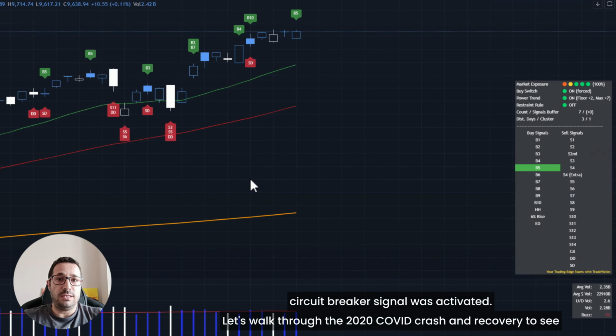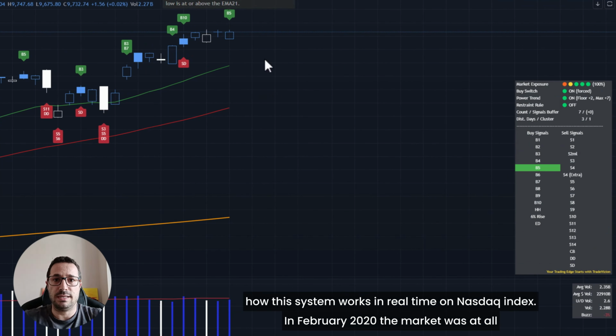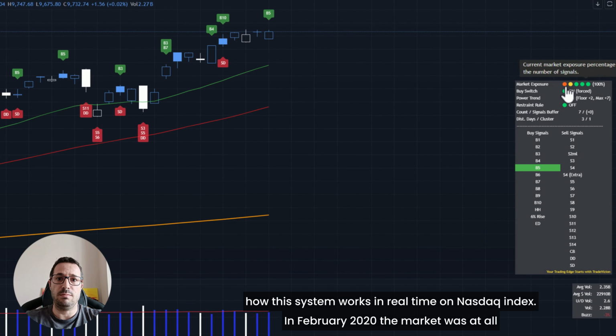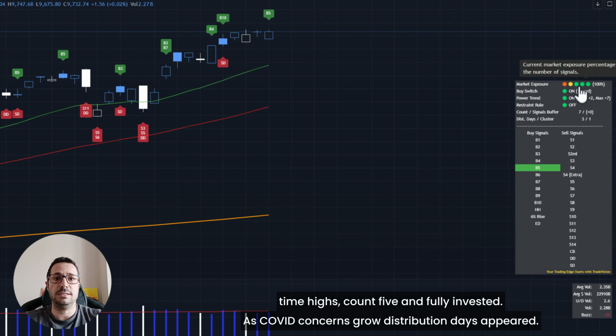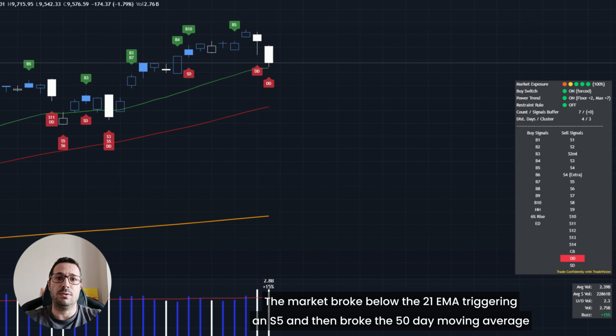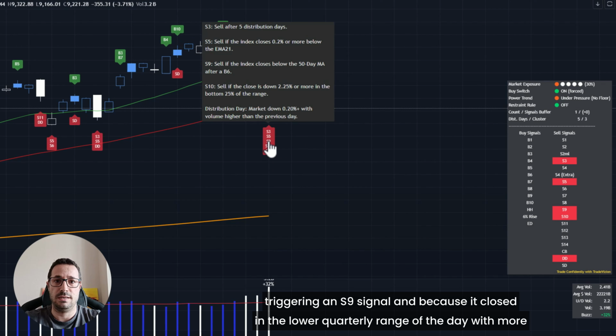Let's walk through the 2020 COVID crash and recovery to see how this system works in real time on the Nasdaq index. In February 2020, the market was at all-time highs, count 5 and fully invested. As COVID concerns grew, distribution days appeared. The market broke below the 21 EMA, triggering an S5, and then broke the 50-day moving average, triggering an S9 signal.